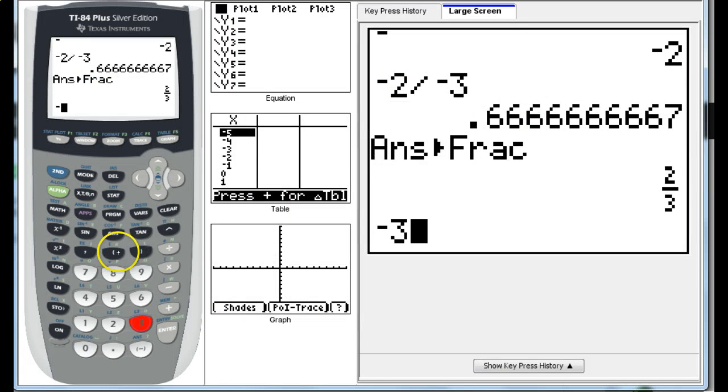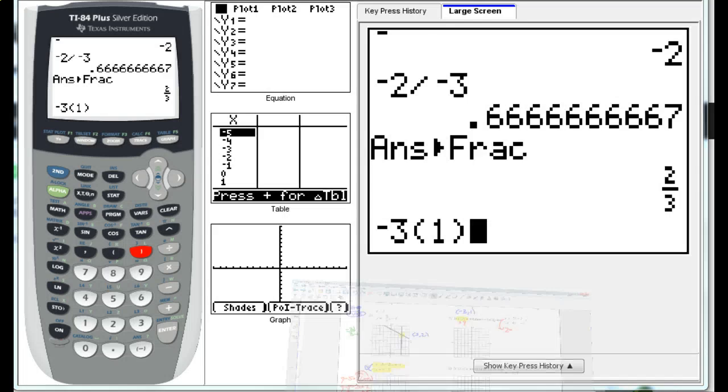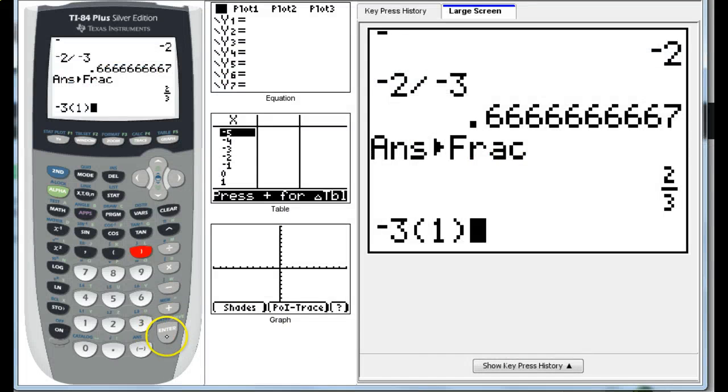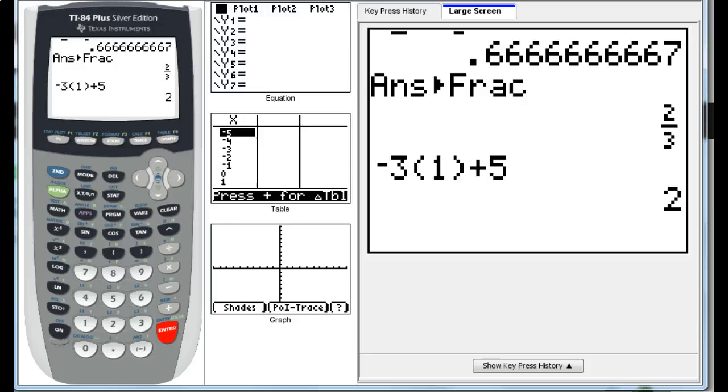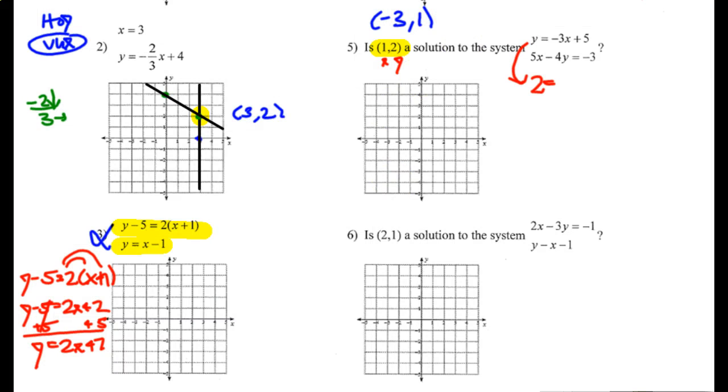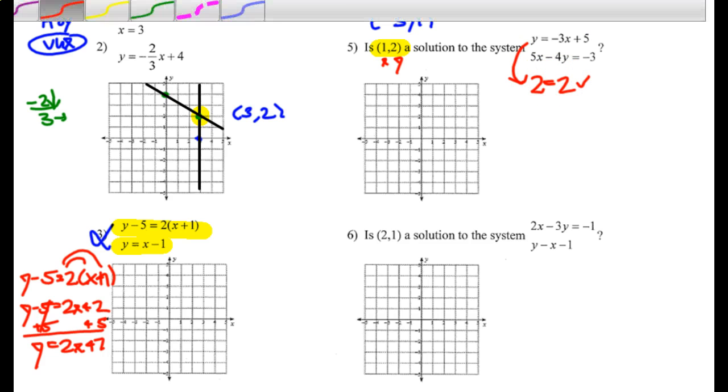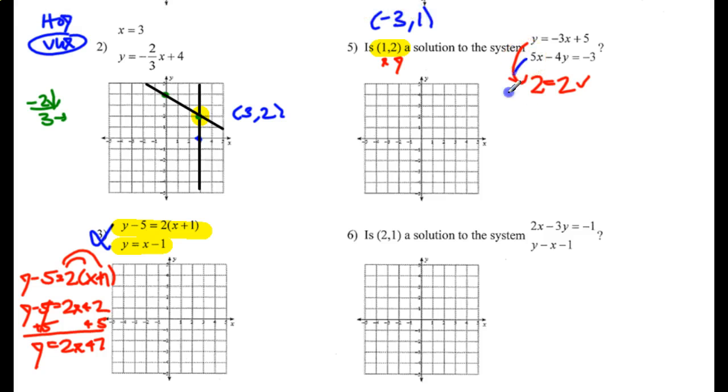So it's -3, x was 1, and it said +5. The calculator will do the PEMDAS and everything for me, and I get +2. So look, 2 equals 2. That's true. So the first one was good, but remember, I got to check them both. They have to both be good. So now I'm going to plug this x and y in here. I'm going to plug 1 in here and 2 in here for the y.